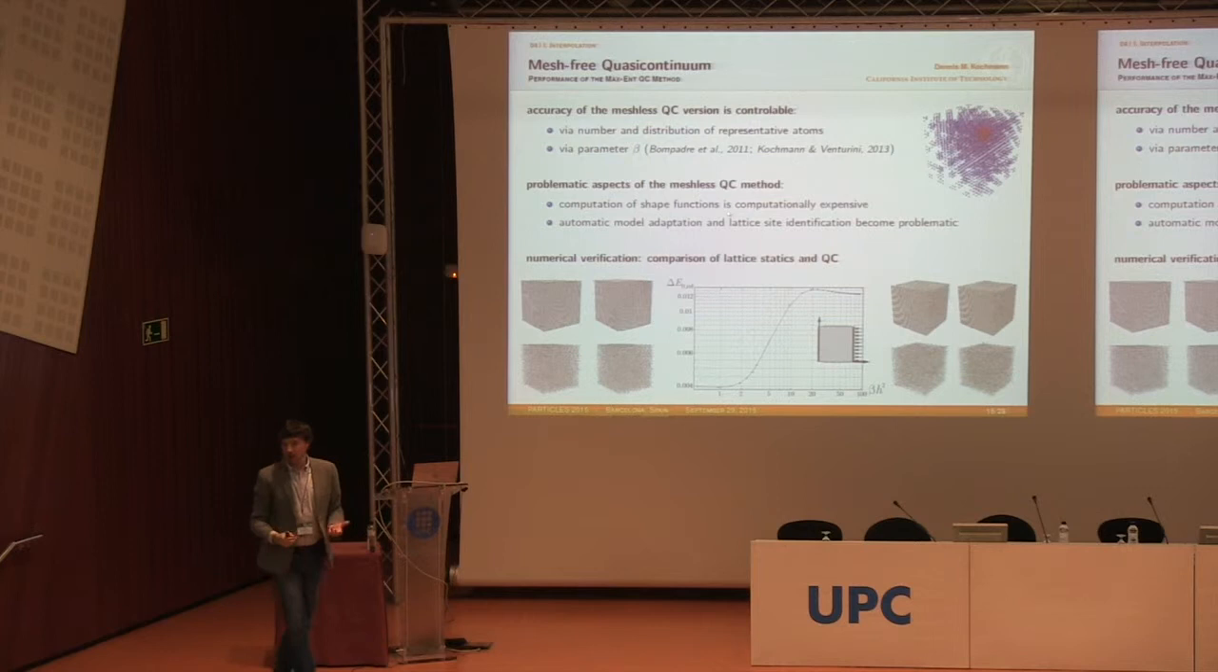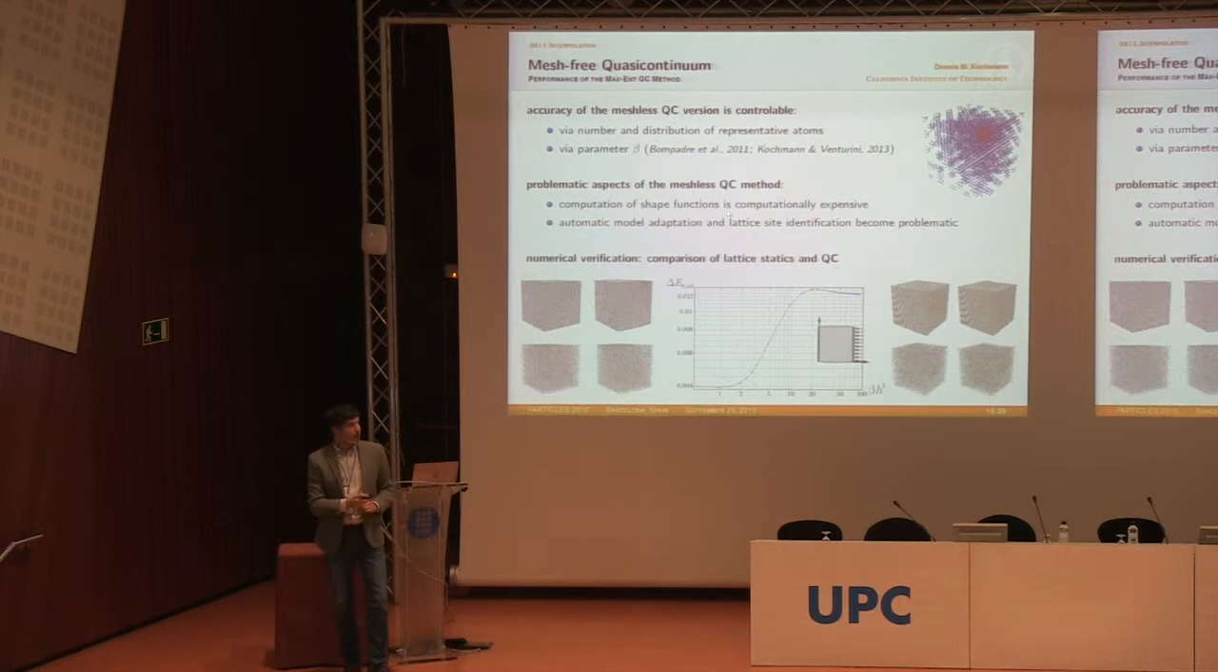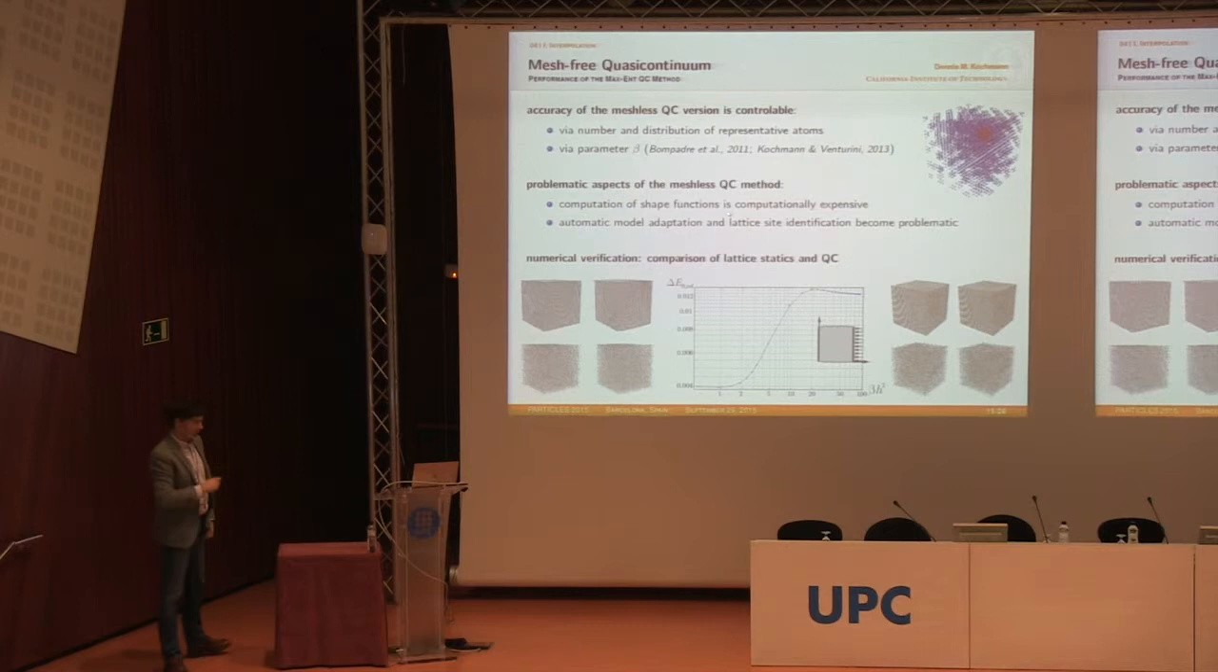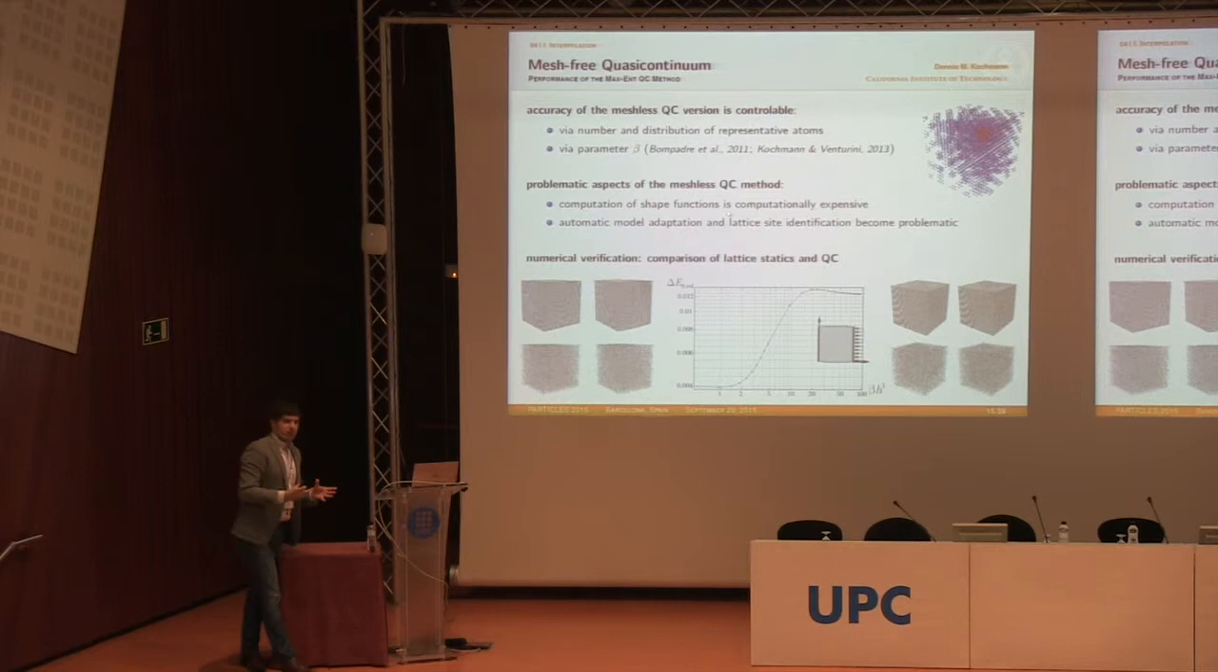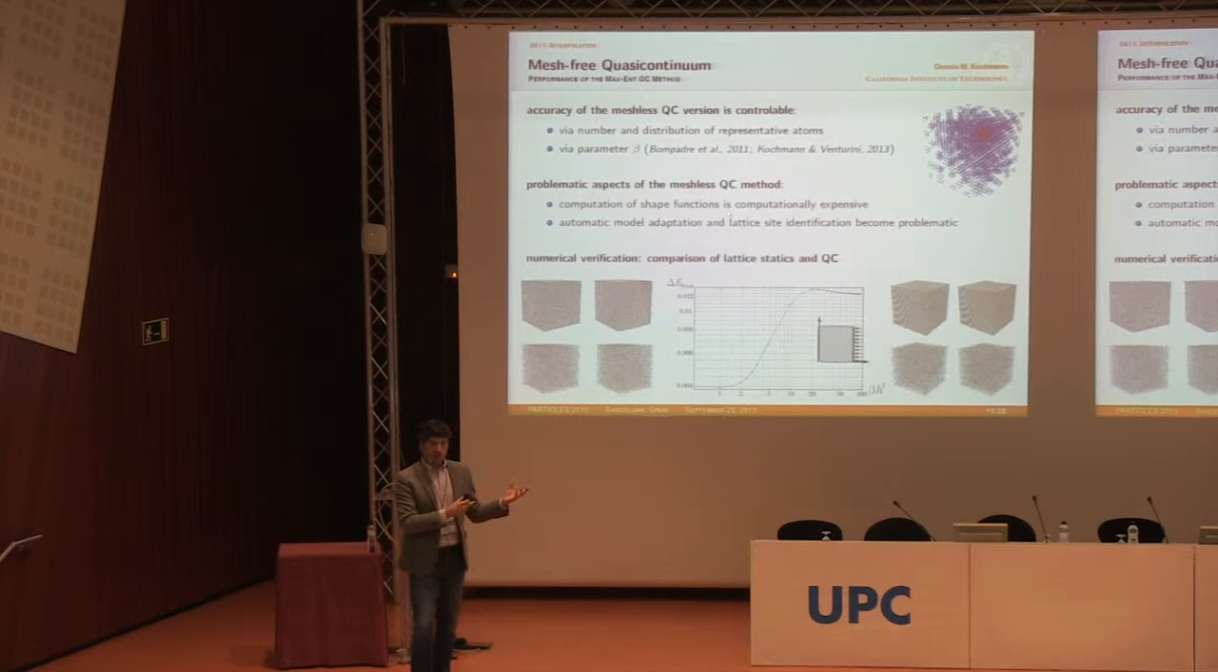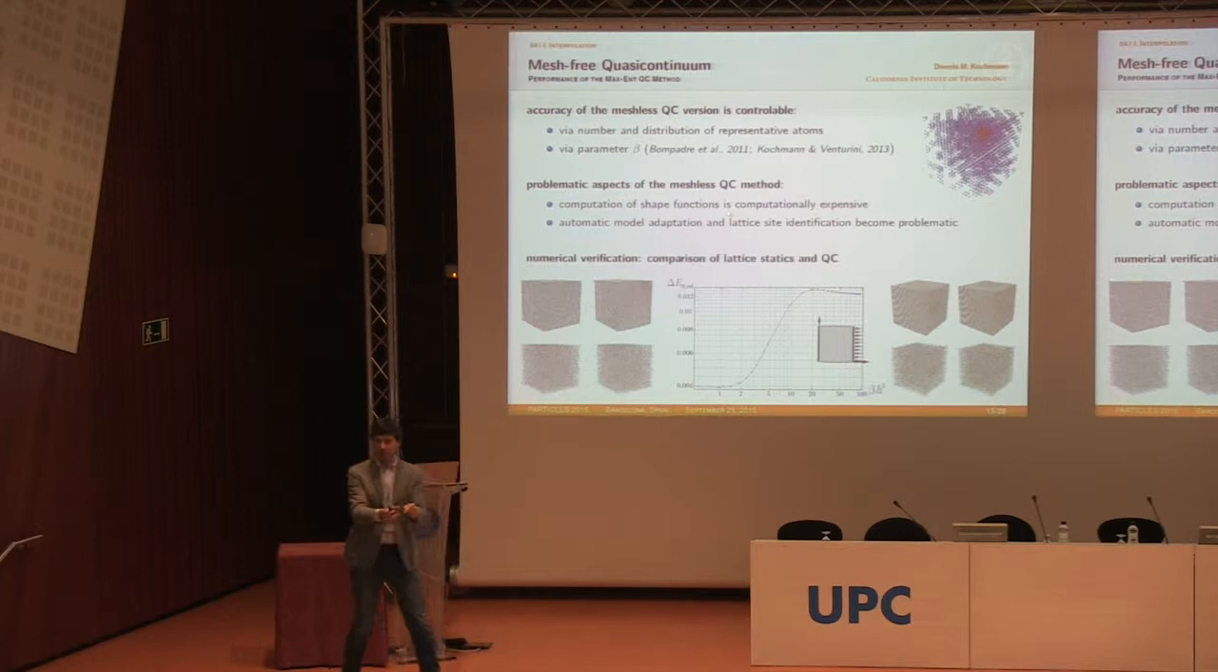The issue is, of course, number one, they're computationally expensive. And number two, there's a big problem with mesh or model adaptation, and that's what I'd like to show you on the next slide. Because one of the nice things that we've done here is we coarsened the lattice, the crystal, in a seamless way. Meaning, as I showed you before, if we fully refine, if we turn all the nodes into rep atoms and sampling atoms, we recover atomistics.